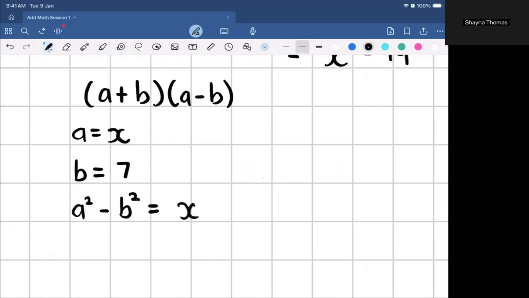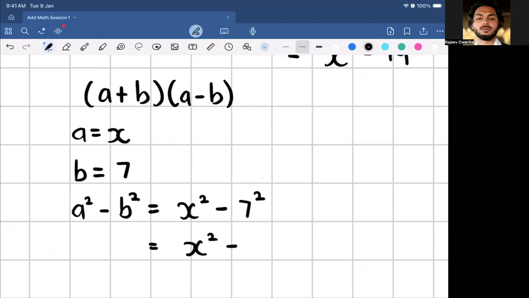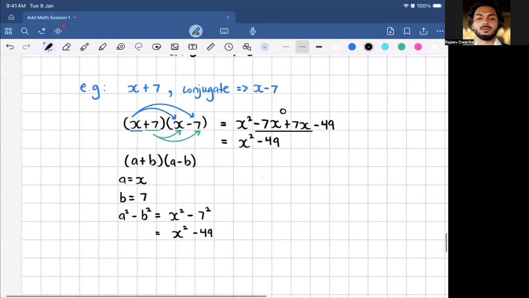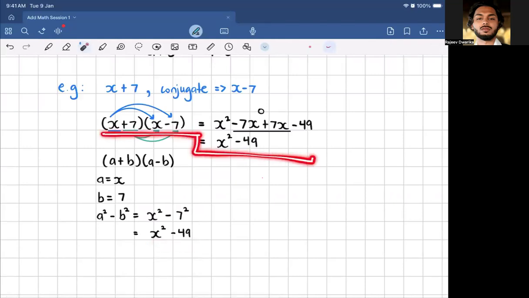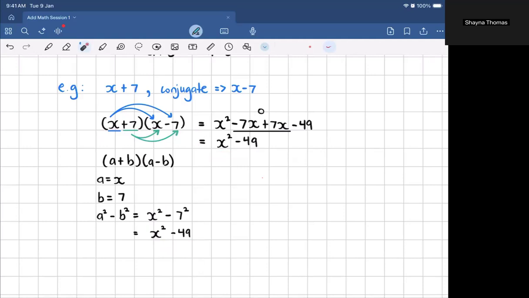So it'll be x squared minus b squared. B is 7, right? And so we end up with x squared minus 7 squared. So what is 7 squared? 49. So let me ask that question, Shana. Did I get the same answer as compared to the long working? Yes, sir. Yeah, so that's the power of difference of two squares.